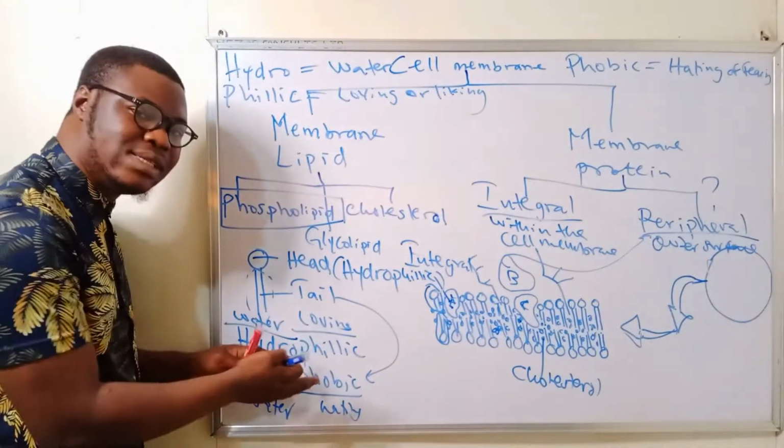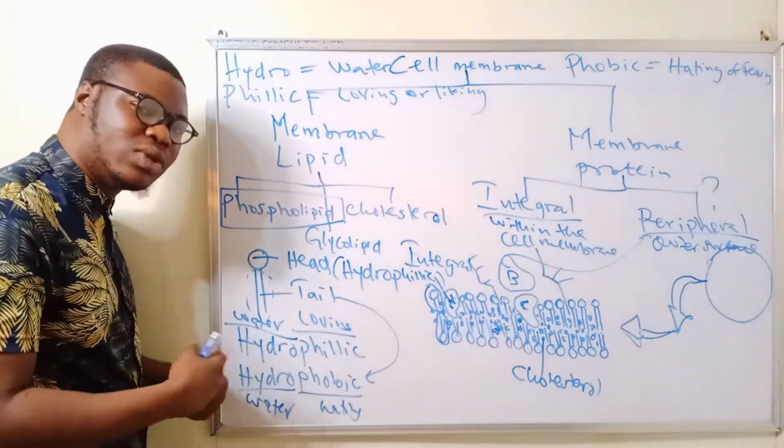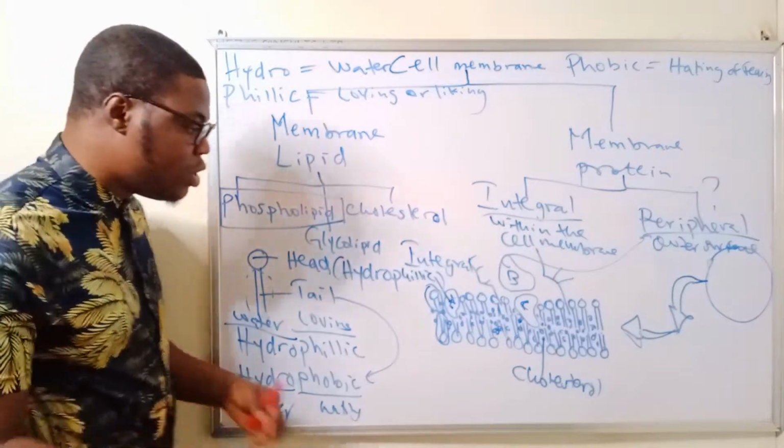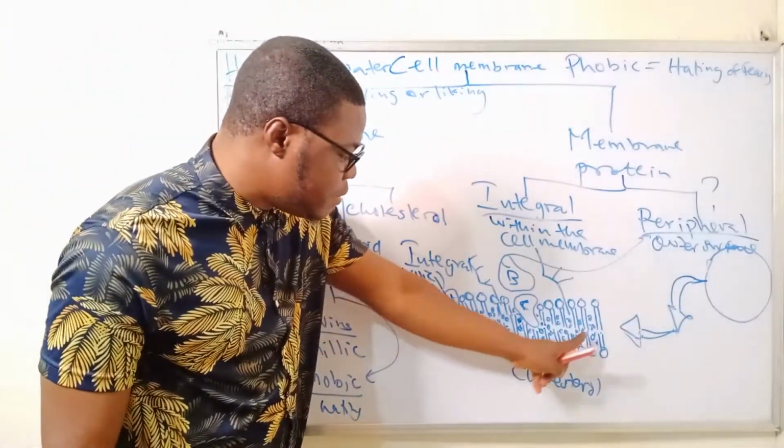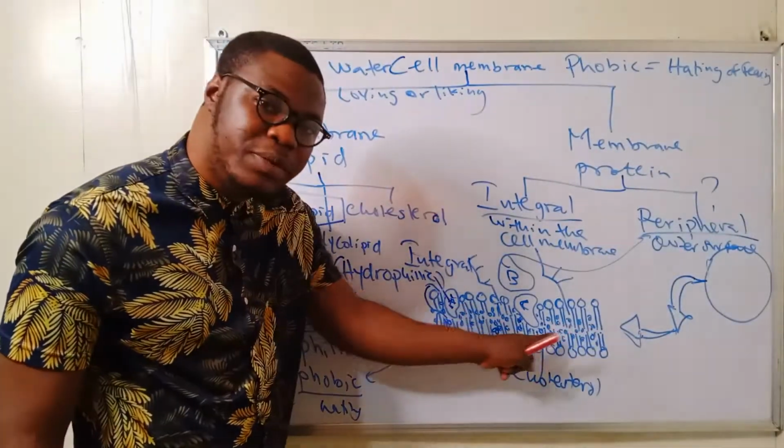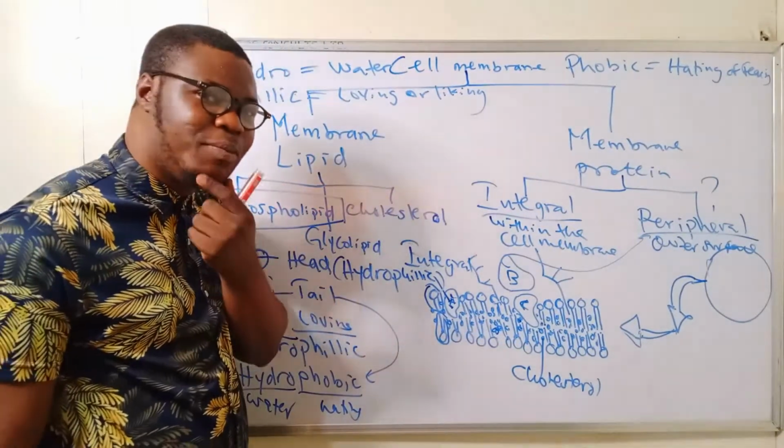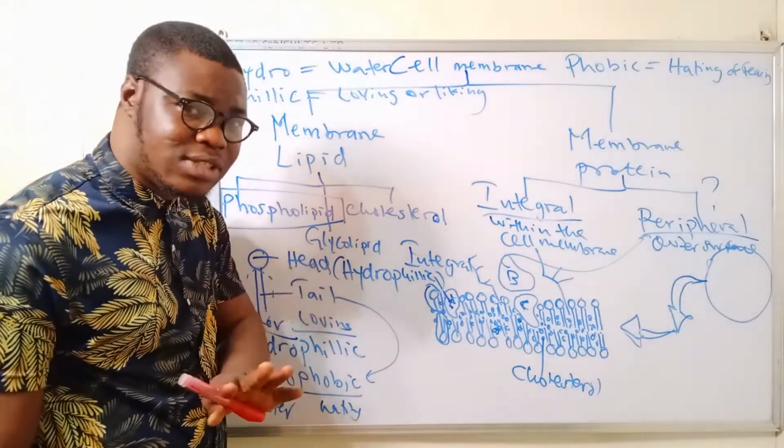So the tail is water hating. So therefore, it is not found in water, but in what? In cholesterol. So cholesterol are found between the hydrophobic tails of the phospholipid. What do I mean by that? Is that sentence complex? No, it is not. Just listen to me one more time.